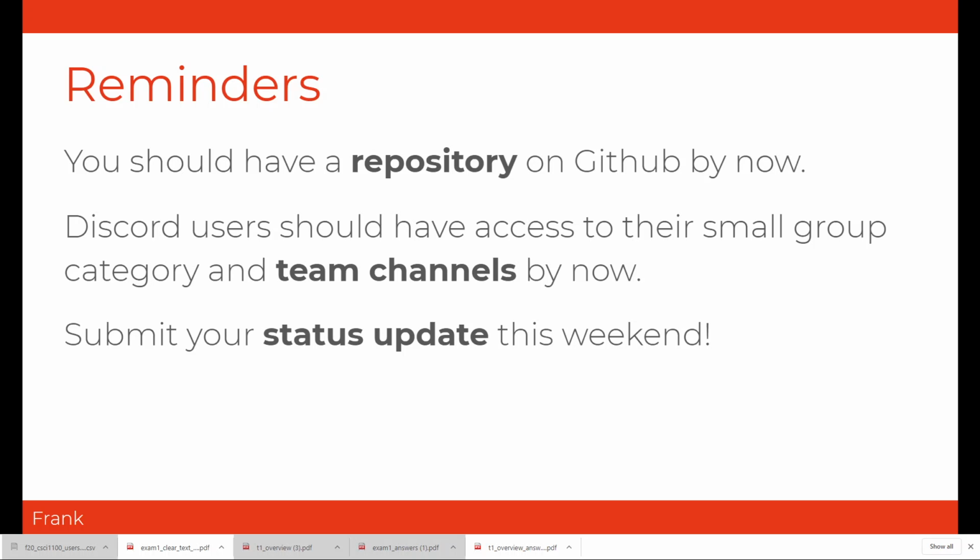Discord users should have access to their small group category and team channels by now. So thank you to everyone last week who let me know that they didn't have access to them, and I fixed it. So if you're still in that same boat, reach out to me or one of the coordinators, and we'll give you the Discord roles you need to see your channels. And of course, submit your SAS update this weekend. It should be open by now. And try not to forget about those at the end of every week.